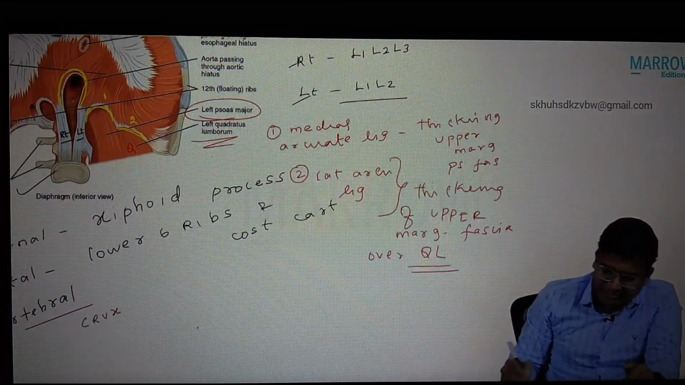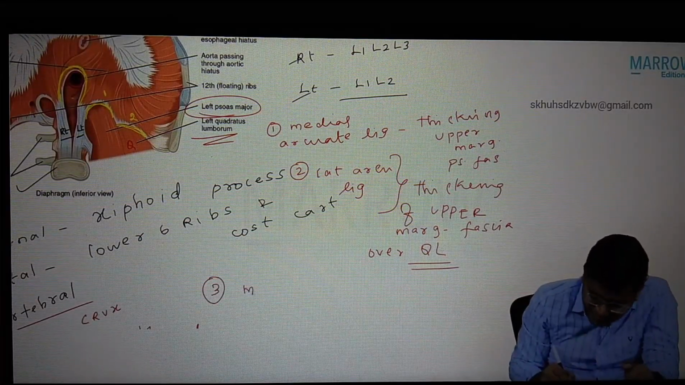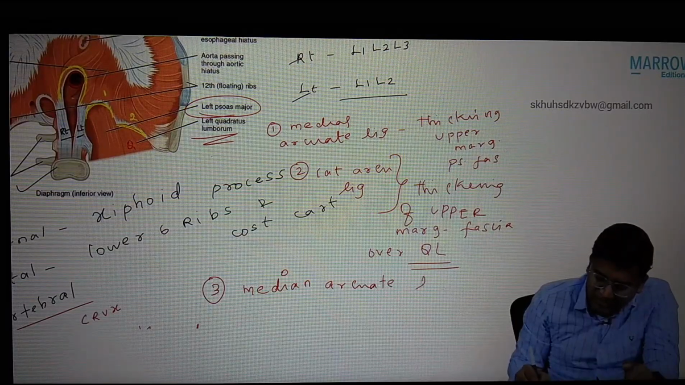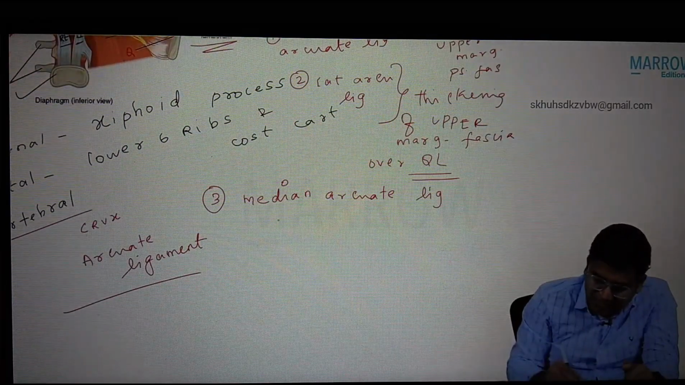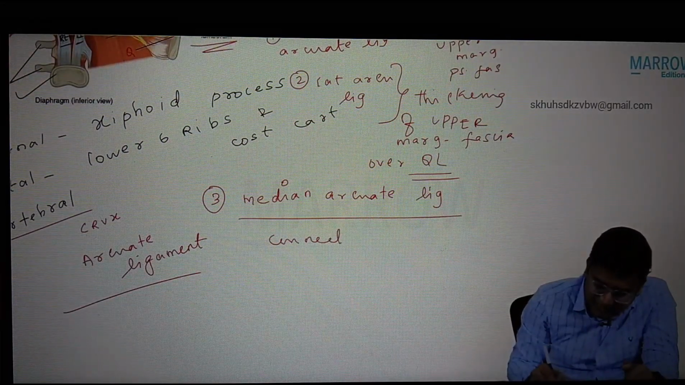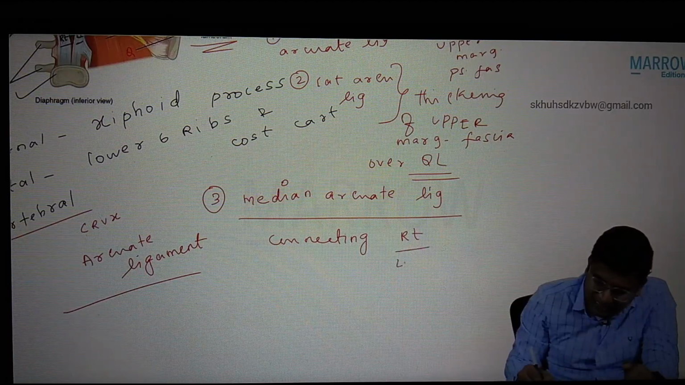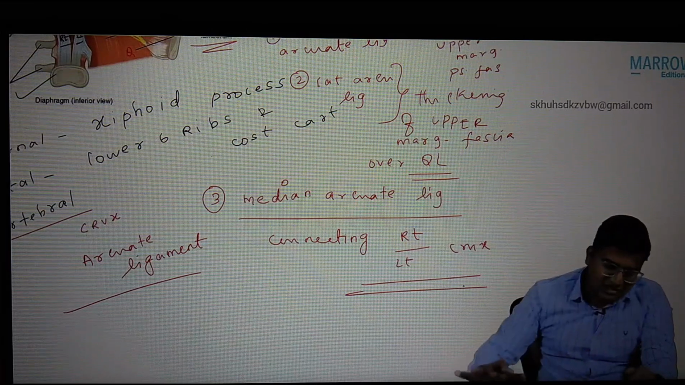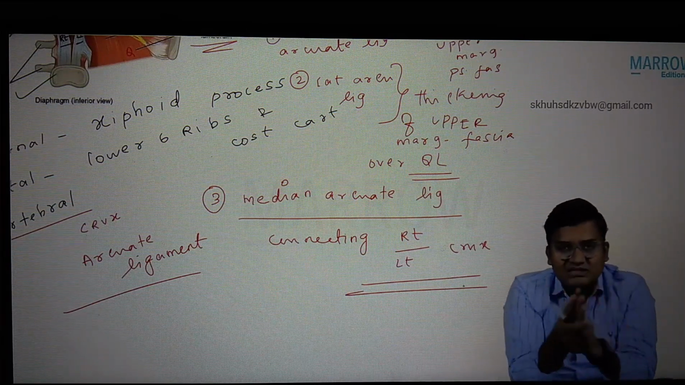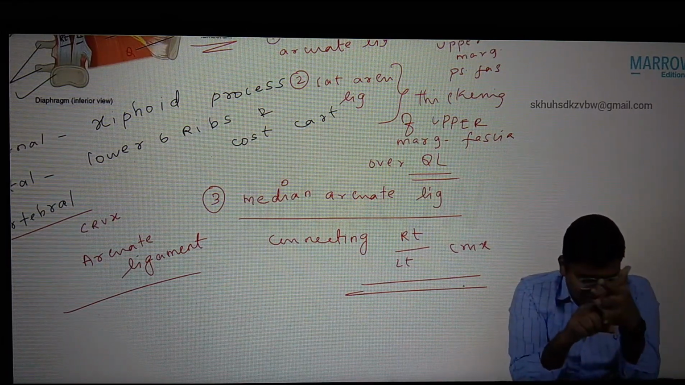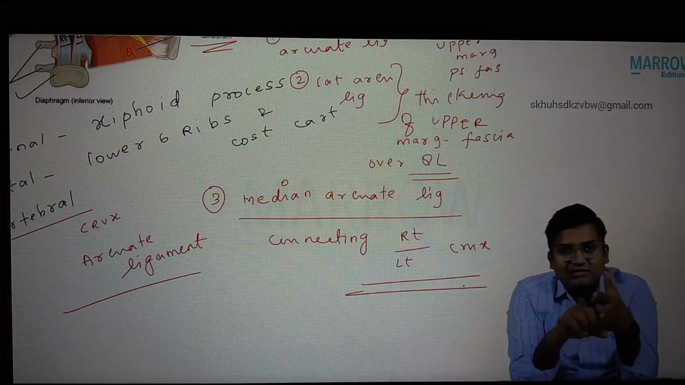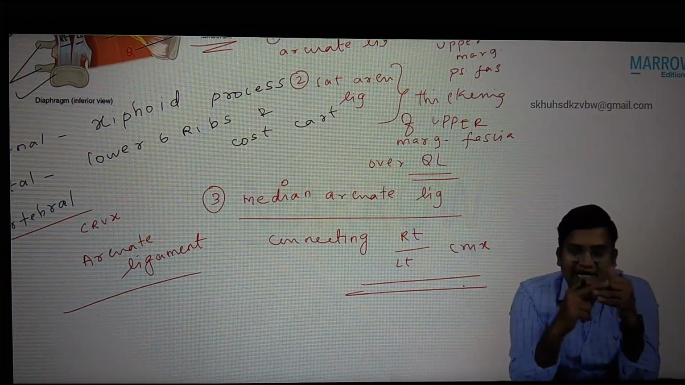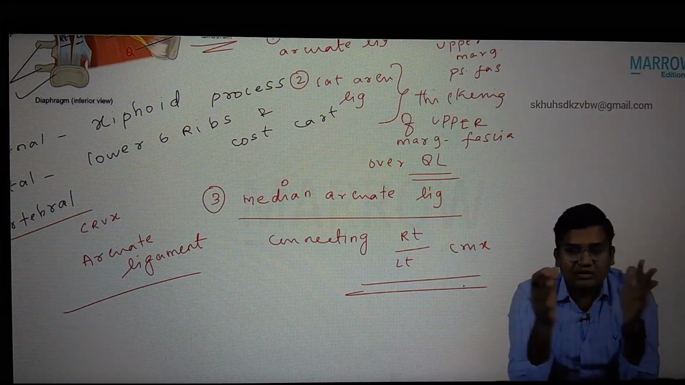So next is our median arcuate ligament, that is connecting the right and the left crus of the diaphragm. Now this is the origin of the diaphragm. So the diaphragm is arising from the sternum, the ribs and costal cartilage, and the vertebra. From the vertebra, we have origin from the crura, the right crus and left crus, and the three ligaments: median, medial, and lateral arcuate ligament.